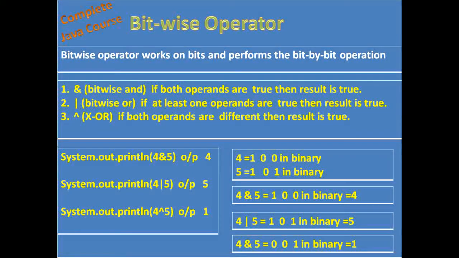And if you perform the exclusive OR, this sign is exclusive OR. If you perform the exclusive OR between 4 and 5, the binary form will become 1 because both operands are different. So 1 and 0 is 1, 0 and 0 is 0, and 1 and 1 is 0. So the result is 1.